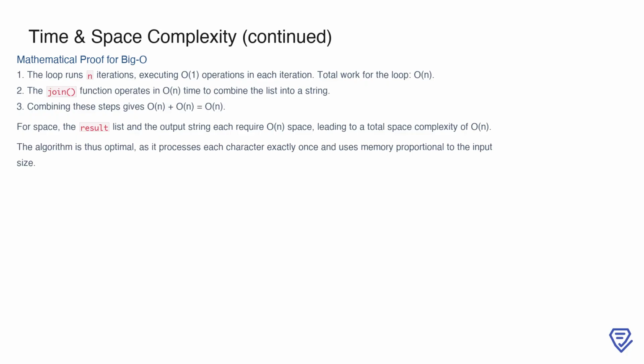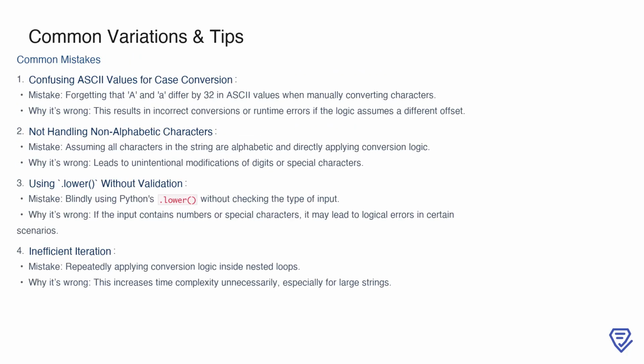size of the input. When working on case conversion problems, there are a few common mistakes to be aware of. First, confusing ASCII values is a frequent issue. In ASCII, the difference between uppercase and lowercase is 32. If you miscalculate this offset or misunderstand it, your manual conversion logic can fail, leading to incorrect results or even runtime errors. Another common mistake is not accounting for non-alphabetic characters.